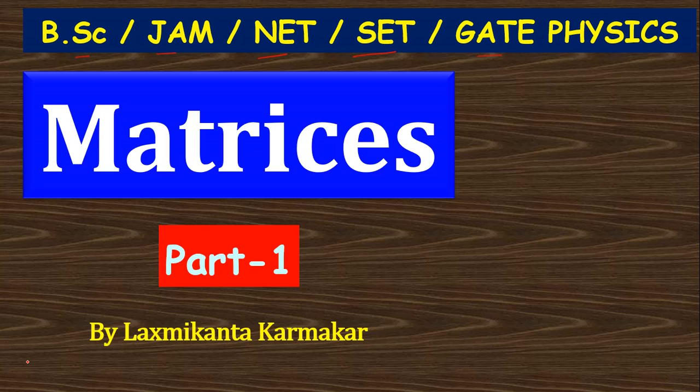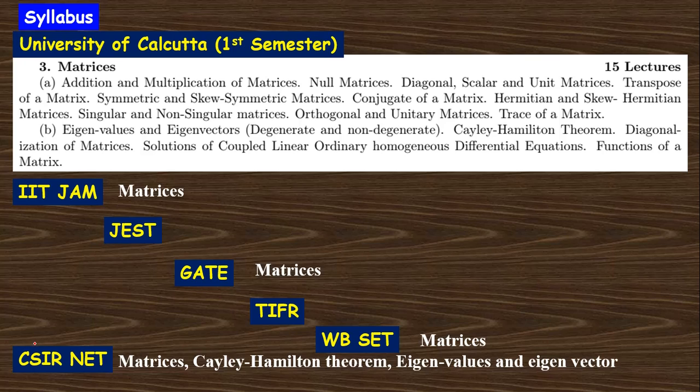If you want to see the syllabus of this portion from the University of Calcutta for the first semester of physics honors, the syllabus says that within the matrix syllabus: addition and multiplication of matrix, null matrix, diagonal, scalar, unit matrix, transpose of a matrix, symmetric, skew symmetric matrix, conjugate of a matrix, Hermitian, skew Hermitian matrix, singular, non singular matrix, orthogonal, unitary matrix, trace of a matrix. In this video, we want to cover this part A. In the next two videos, we will cover the next portion.